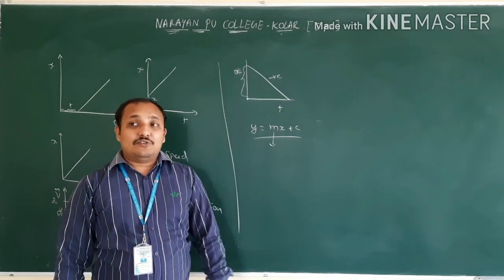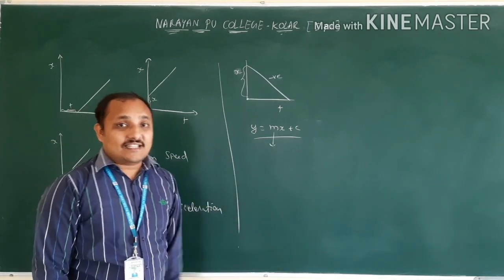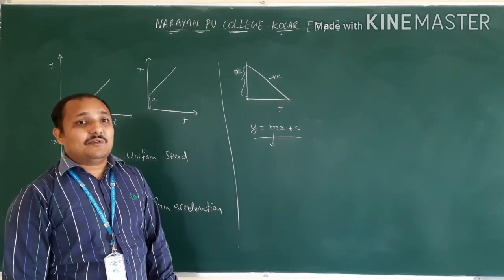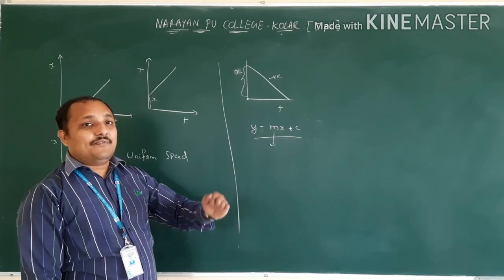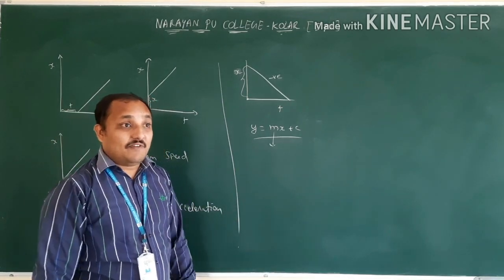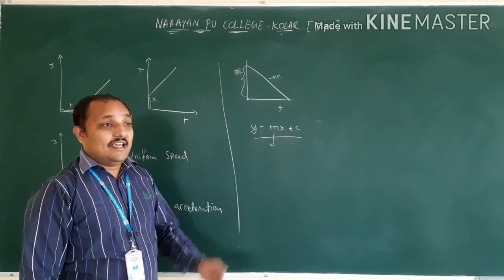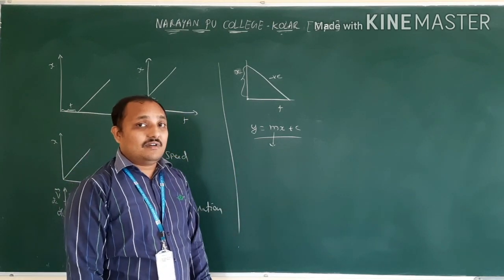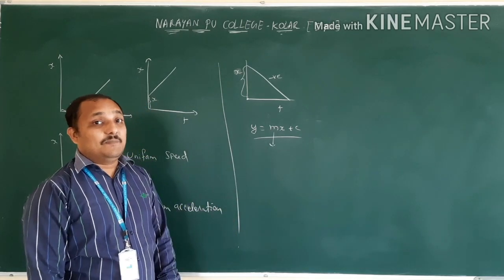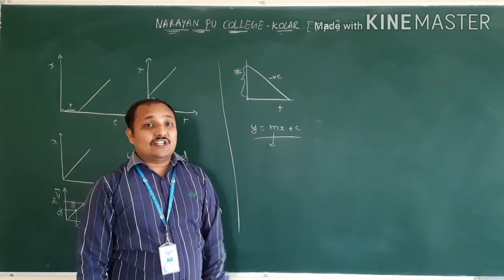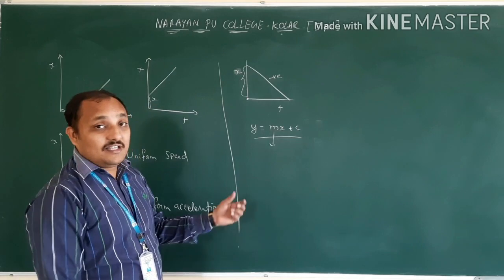Yesterday we discussed so many slopes. Slope of distance time graph. What is slope of distance time graph? Speed. Slope of displacement time graph: velocity. Slope of velocity time graph: acceleration. Area under velocity time graph. What is area under velocity time graph? Displacement. Area under acceleration time graph: velocity. All these we discussed.